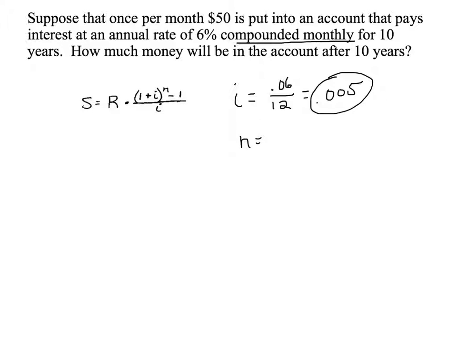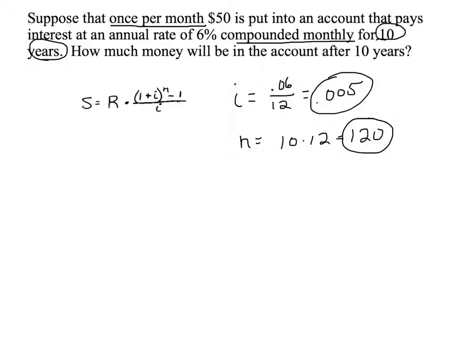The other thing that I do is figure out what the N is equal to. The N is the total number of payments. And it says in the problem that I am going to put in $50 once per month. So there are 12 months in a year, and I am going to do that for a total of 10 years. So if I have 10 years times 12 months per year, that means that N is going to equal 120. So the very first thing that I always do is figure out what the I is and what the N is, and then just plug in everything.